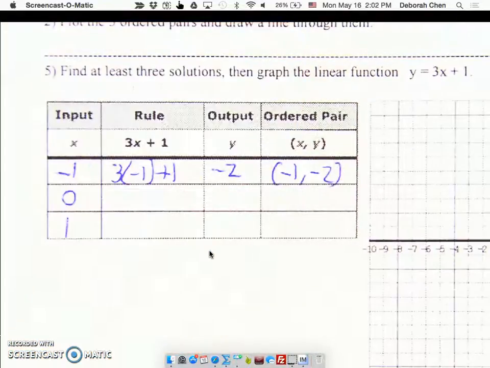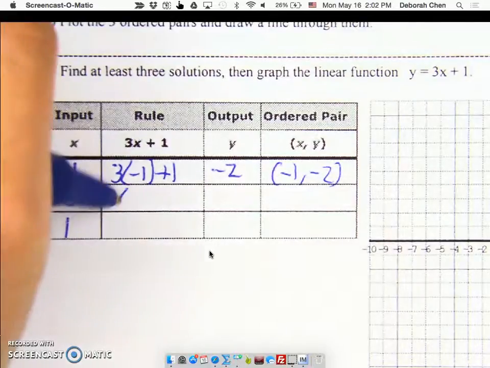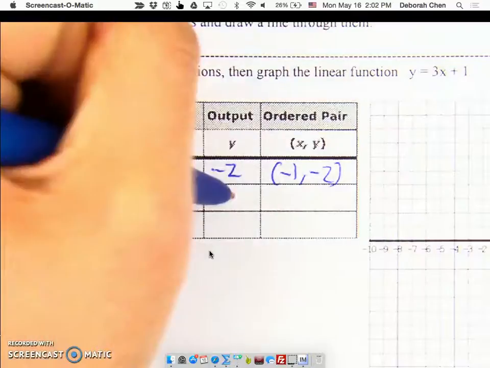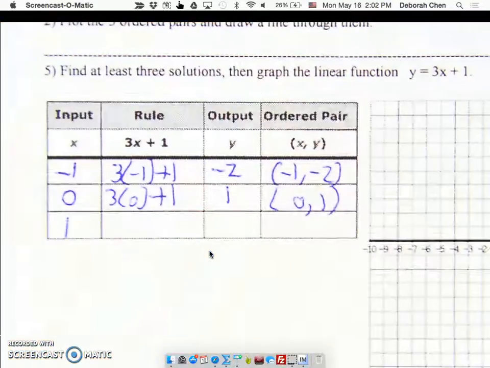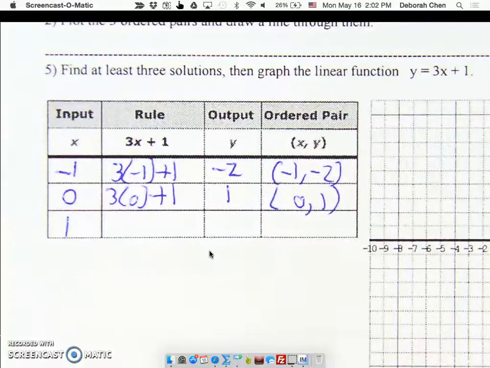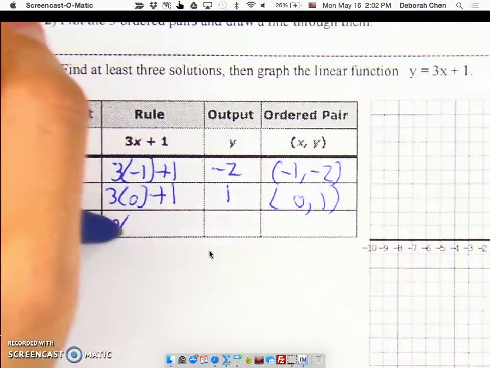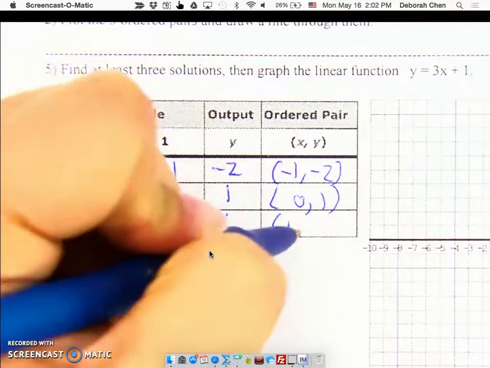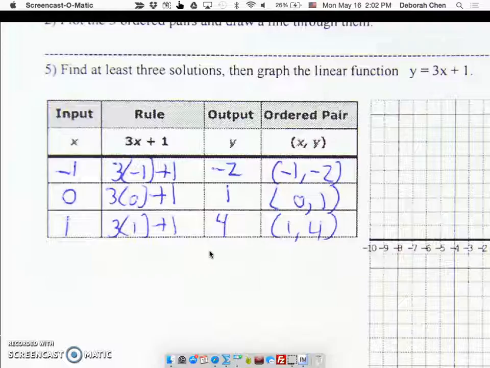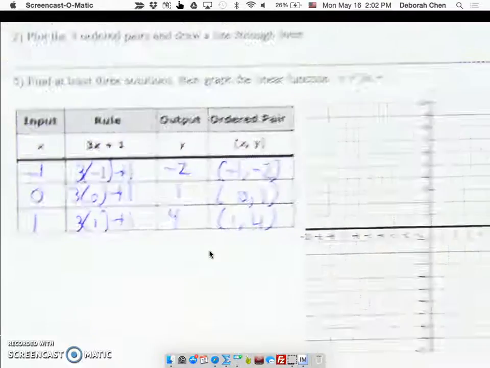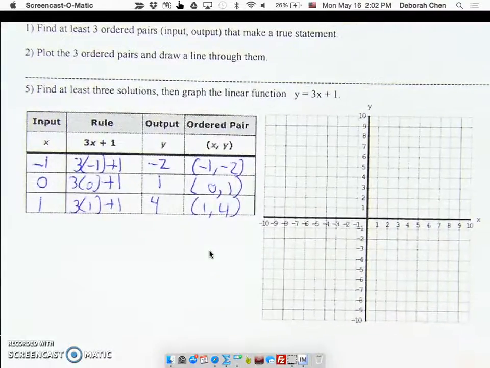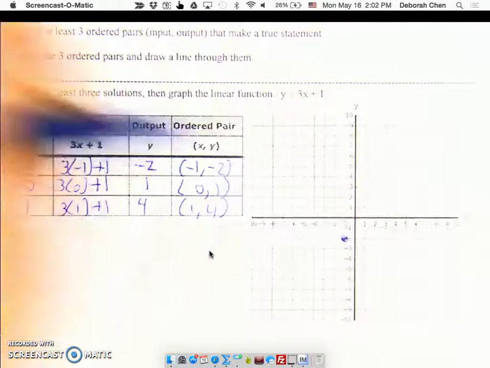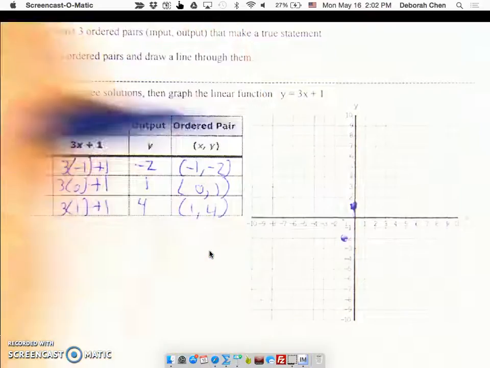Let's plug in 0. 3 times 0 plus 1 would be 1. So our ordered pair is 0, 1. 3 times 1 plus 1 would be 4. So our ordered pair is 1, 4. Now we can graph this on our coordinate plane. -1 and then down 2, 0 and up 1, and over 1 up 4.